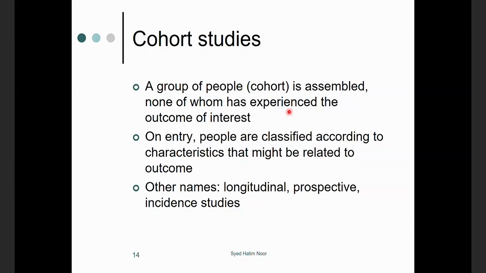On entry, people are classified according to characteristics that might be related to the outcome. So on entry, you take one group of patients who are smokers, and another group who are non-smokers. From the literature, you already have an idea that smoking can relate to this cancer. So you take the smoker and non-smoker groups and observe them. They haven't experienced the outcome of interest.